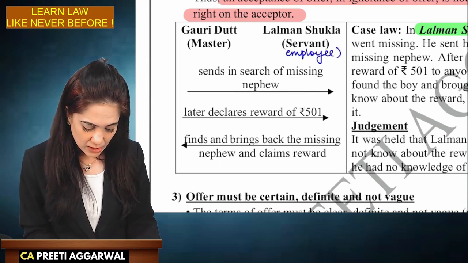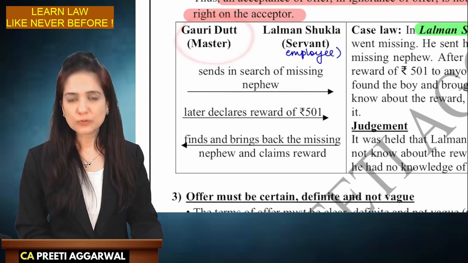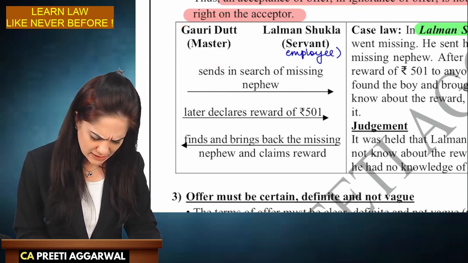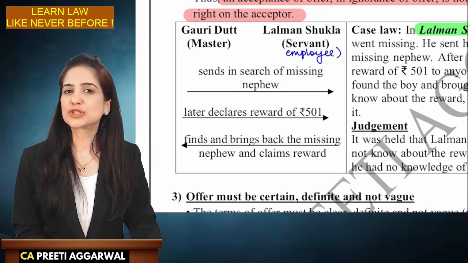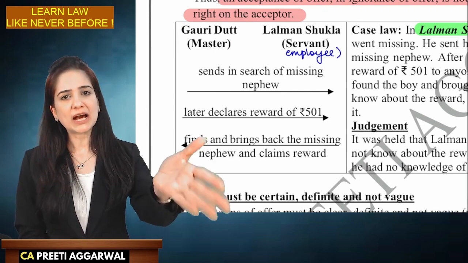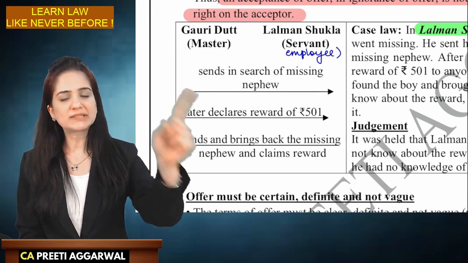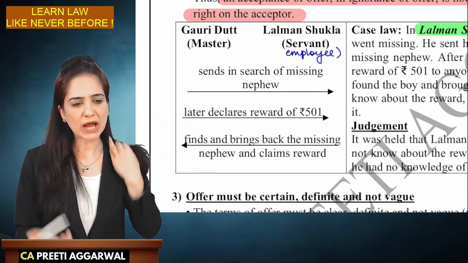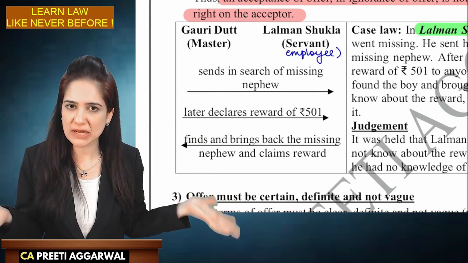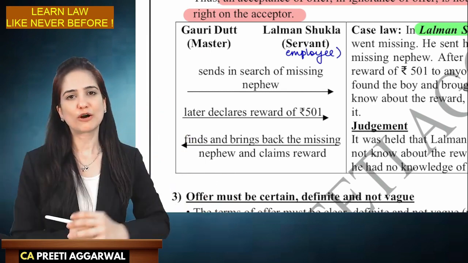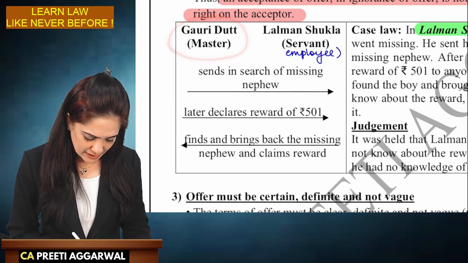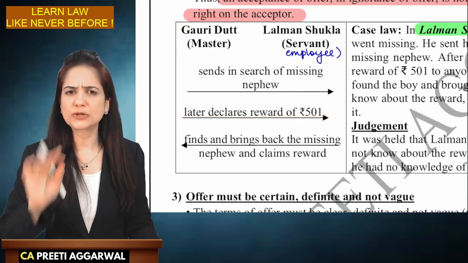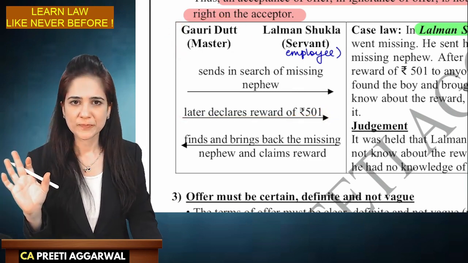Now, Gauri Dutt's nephew was missing. So he sent his servant, his employee, Lalman, in search of his missing nephew. He said, Lalman, come here. Go and search for my missing nephew. So Lalman followed the instruction of his master and went in search of the nephew. Later on, Gauri Dutt declared a reward of 501 to whoever found his nephew.